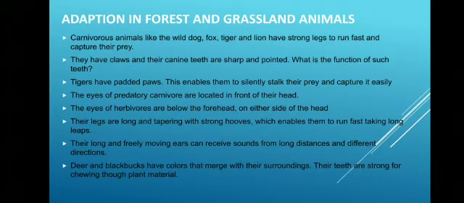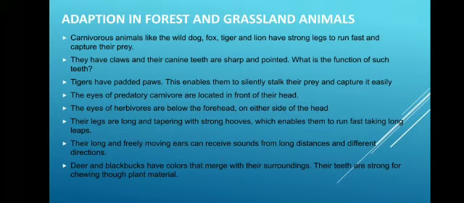Next is that tigers have padded paws. This enables them to silently stalk their prey and capture it easily. These padded paws of the tiger help it to go silently behind its prey, so that its prey cannot notice that the tiger is there behind it, and it can easily capture the prey.